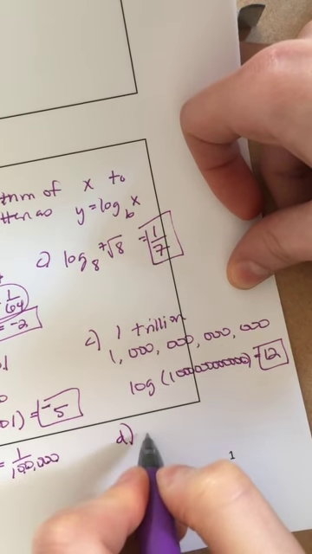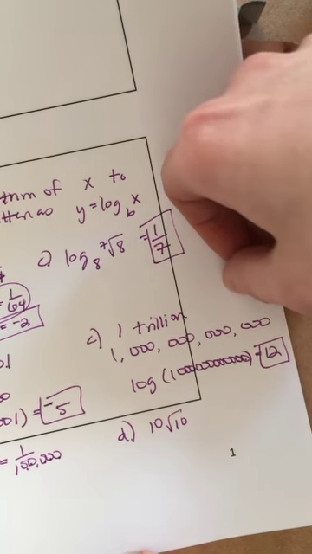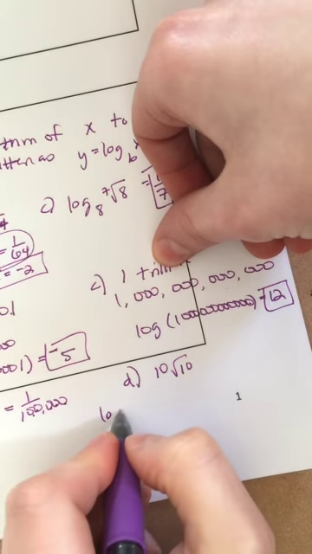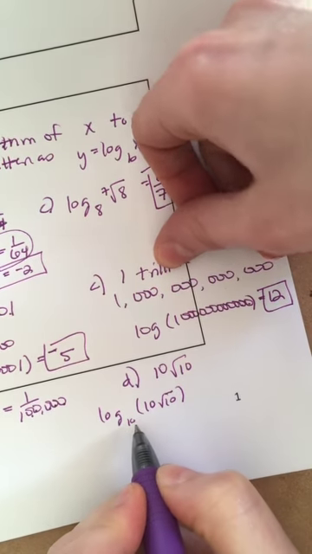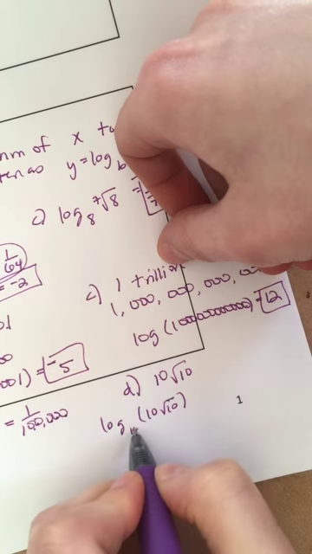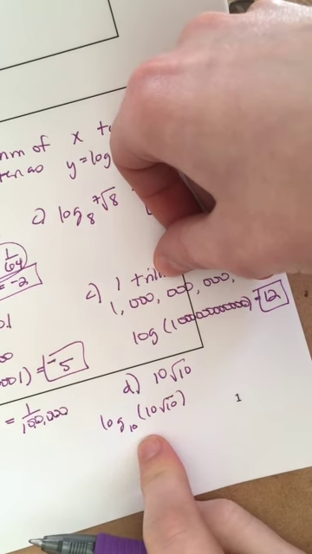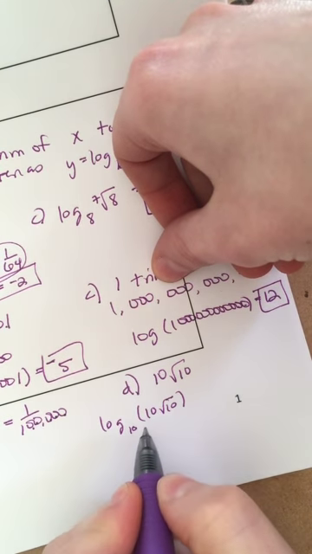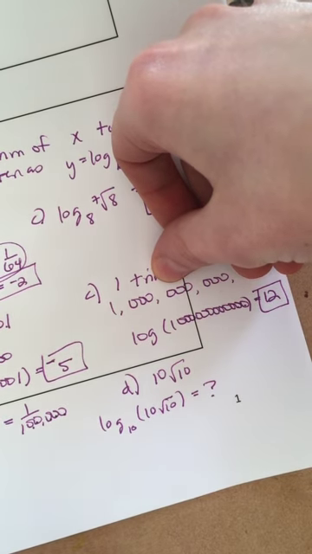And the last one, part D, is 10 square root 10. So this one's a little more complex. I want log base 10 of 10 square root 10. You can still write the 10. If that drives you nuts that it's not there, go ahead, write it. Just know that if I don't put it, it's always going to be base 10. All right. So we want log base 10 of 10 root 10 equals something.